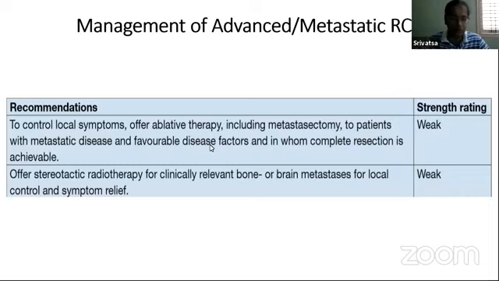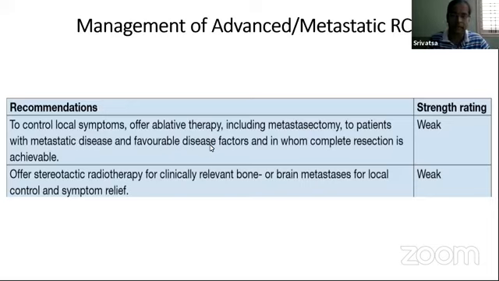The point number one that needs to be looked at is the favorable nature of the disease, even though it is metastatic. And equally important is the ability to offer complete resection. So whenever ablative therapy is contemplated, the disease pathology should be favorable and complete resection should be achievable. This has been changed in the recent past after the availability of the CARMENA trial. Though the strength rating is weak, I think over a period of time we will try to understand the right way of approach in management of metastatic RCC.